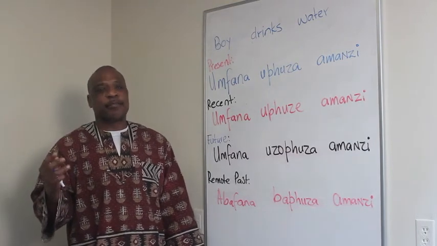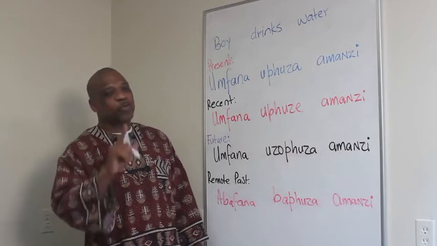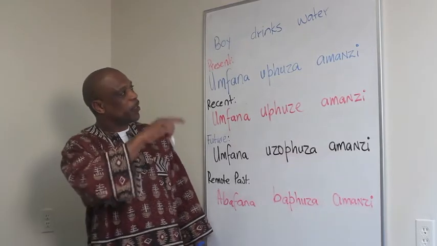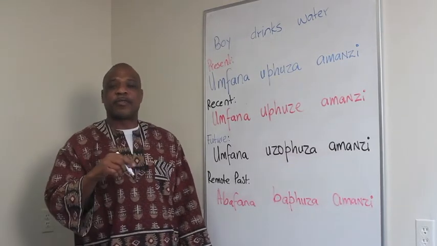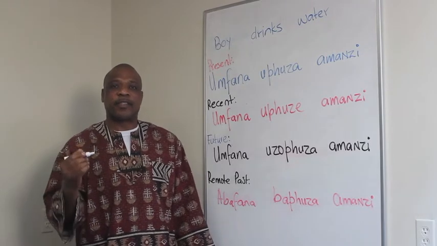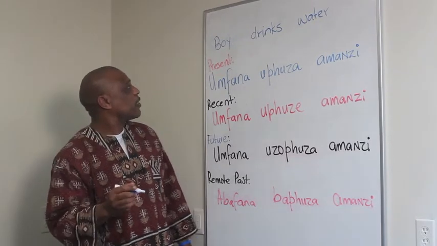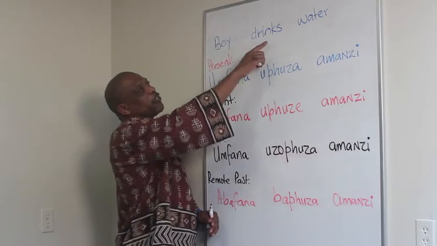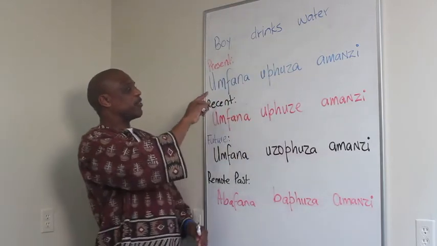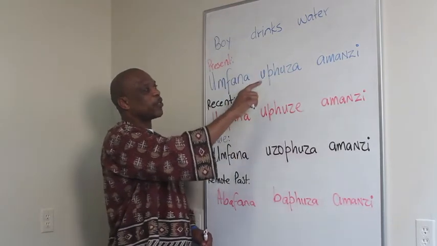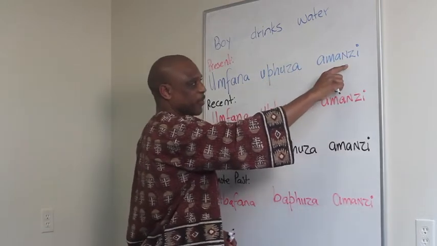To make things simpler, let's take a look at just this one example sentence. We'll put it in all different tenses so that you can see how different tenses apply. So our sentence will be, "boy drinks water," which in Zulu is, umfana uphuza amanzi.